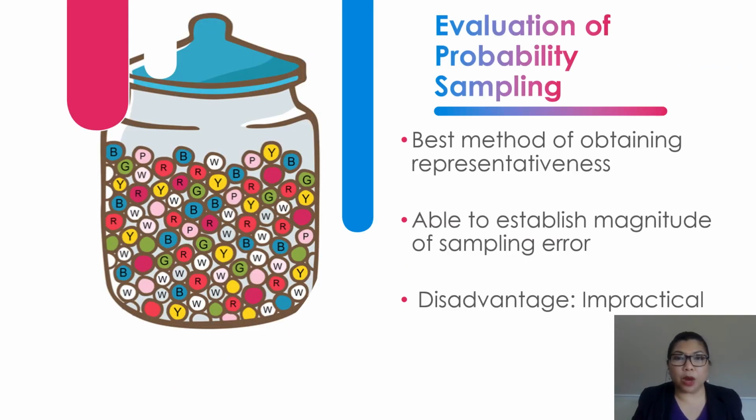So evaluation of probability sampling. When you talk about quantitative research, it's concerned with representativeness so that you can make generalization to the target population. So this is the best method of obtaining representativeness. So you're able to establish the magnitude of sampling error. You can compute sampling error, but the disadvantage is it's rather impractical. Randomization is quite a challenge, and it's very difficult to do and sometimes even impossible.